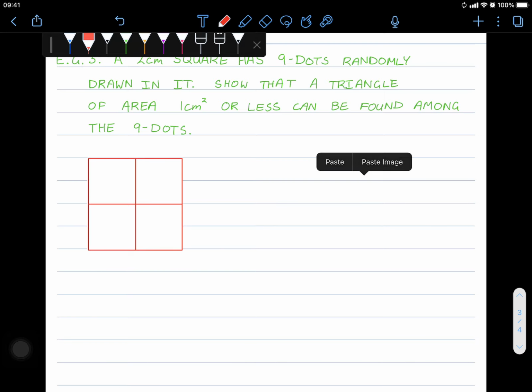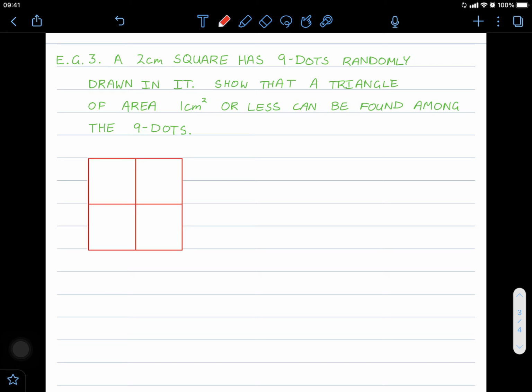So I've drawn it here. Here's my 2 by 2 centimeter square. So that's 2, and this is 2. And the area of this is going to be 4 centimeter square.